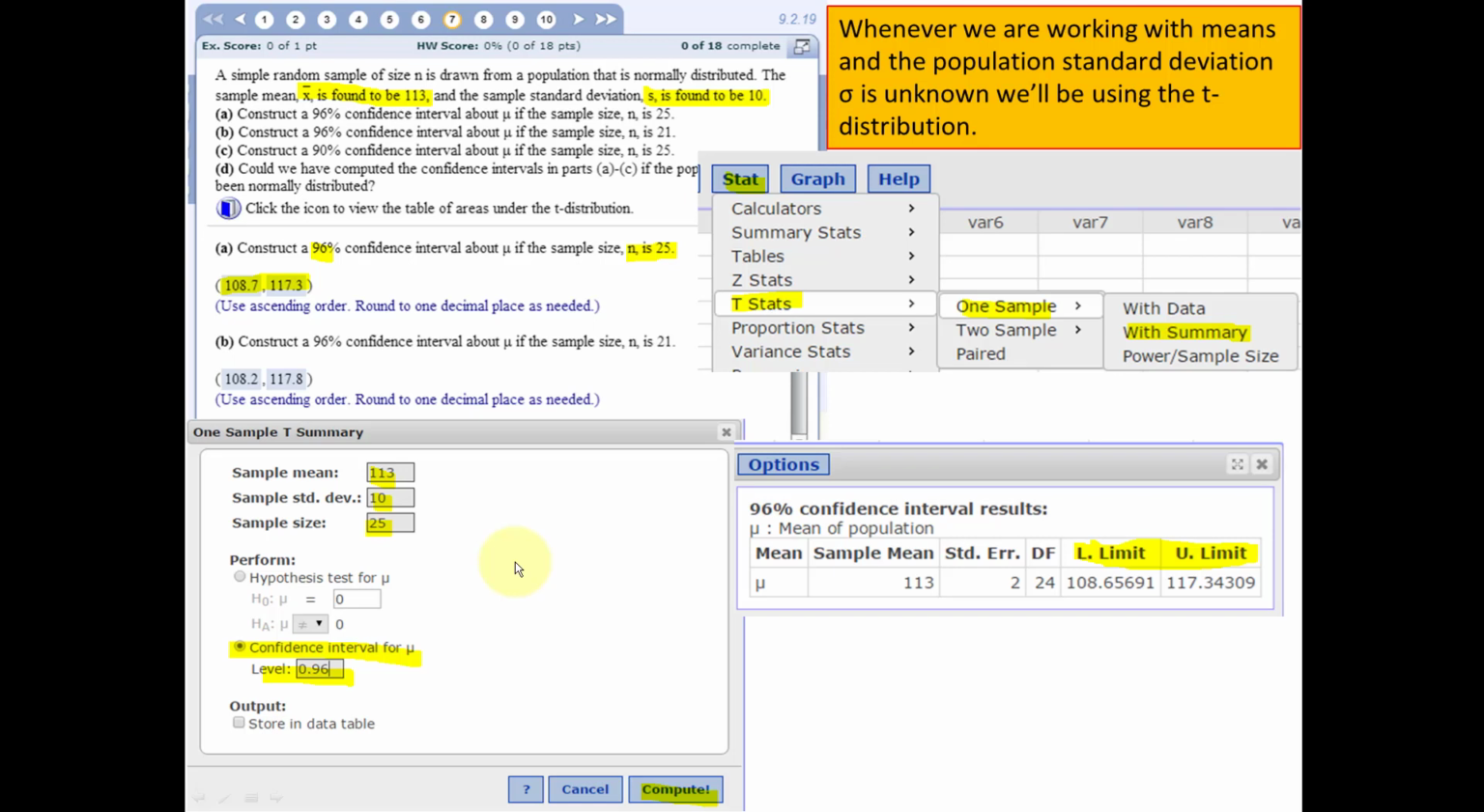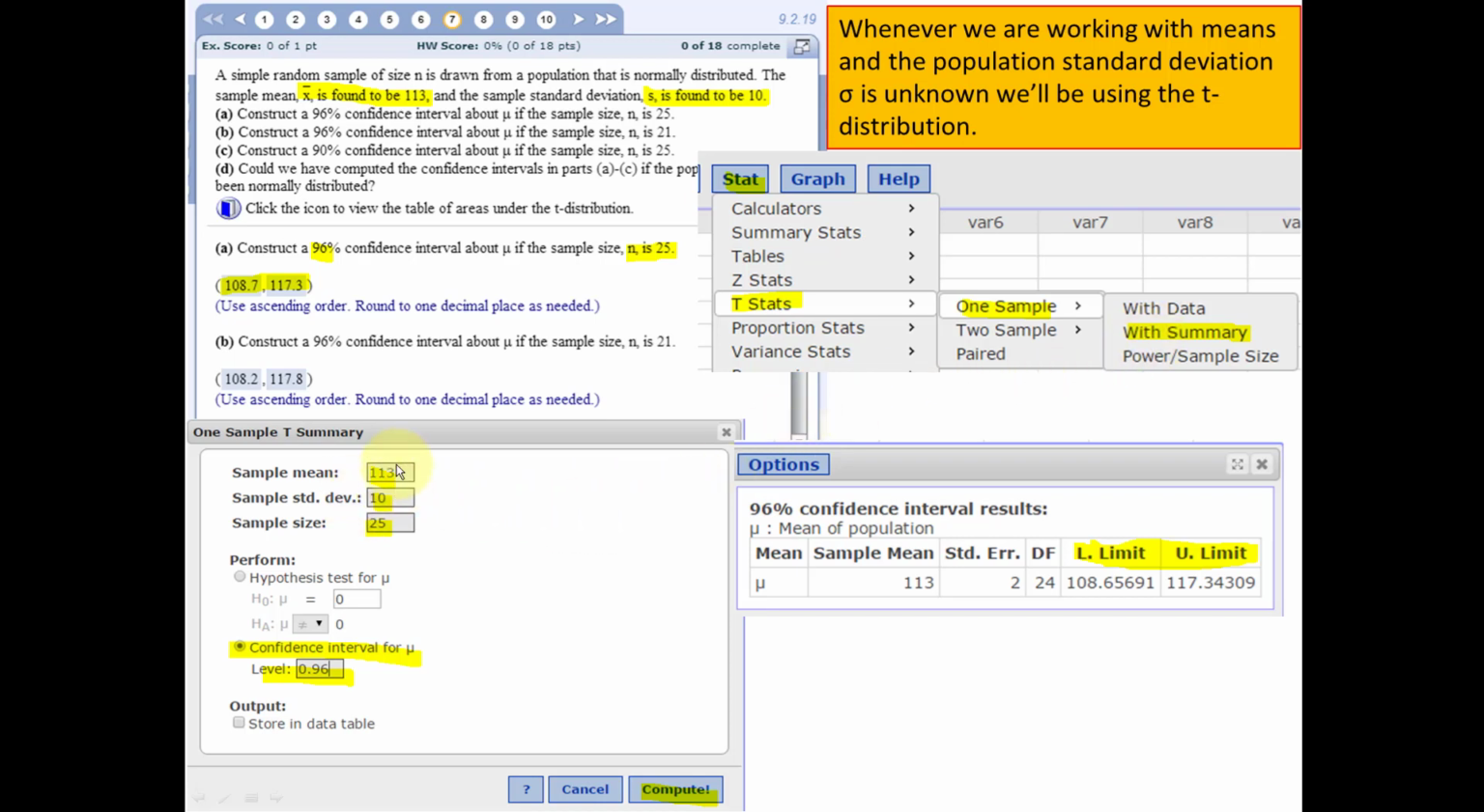All right, with that in mind, let's see how to use StatCrunch. You go to Stat, T-Stats, One Sample, Summary. How will you know to use summary? If you're given the sample mean, the sample standard deviation, and the sample size, then you use summary. If you're just given a list of numbers, then you use data. Anytime you're given the mean, sample standard deviation, and sample size, that's summary.